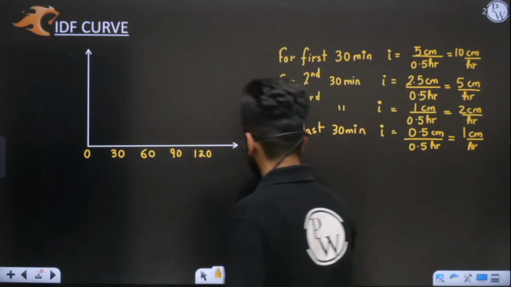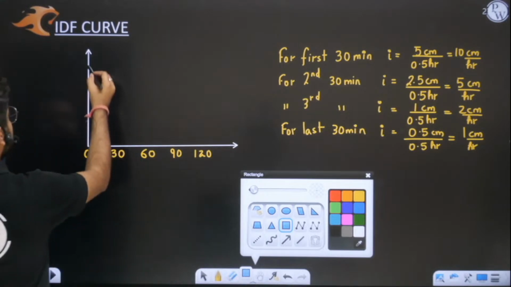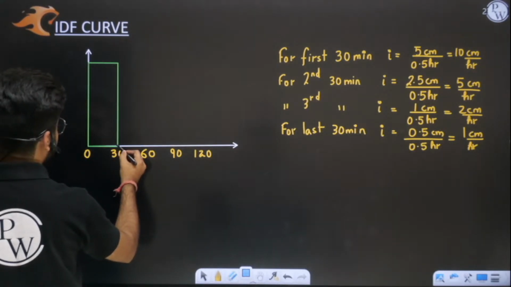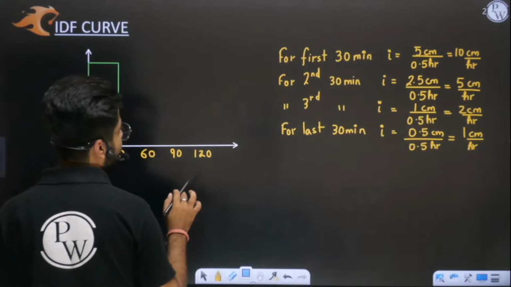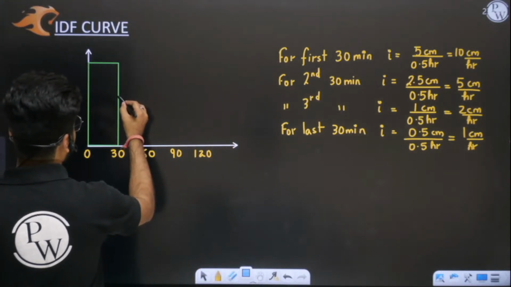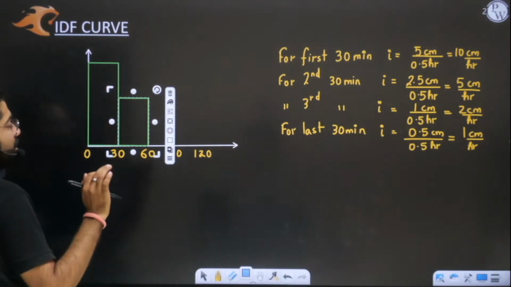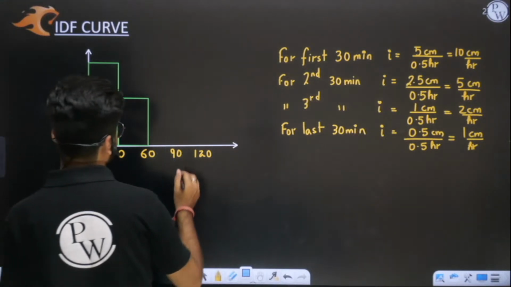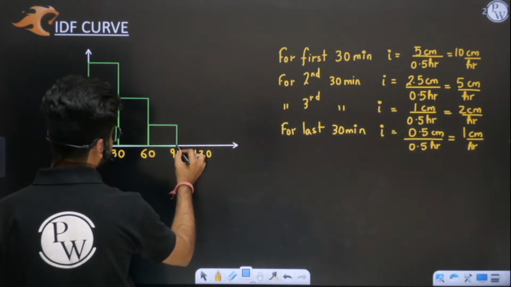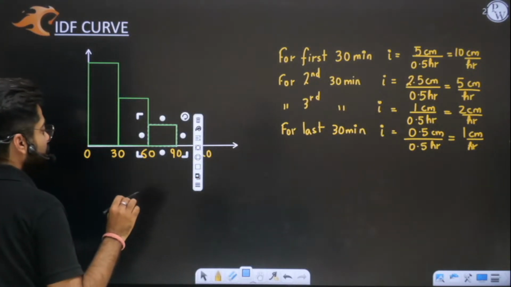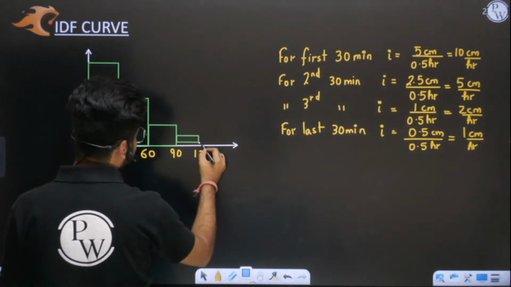So when I draw it, it will be like this: 10, 5, 2, 1. Let us say this is 10. We will write 10 centimeter per hour here. Then we have 5, half of 10 is 5. Then from 60 to 90 we have 2 centimeter per hour. And at last we have 1 centimeter per hour. So this will be the I versus T graph.